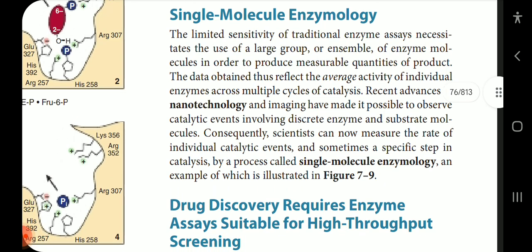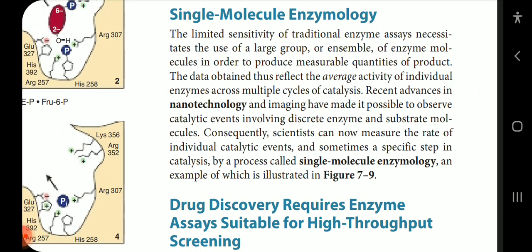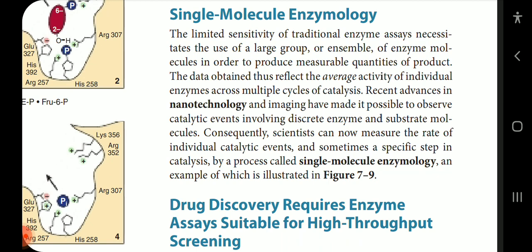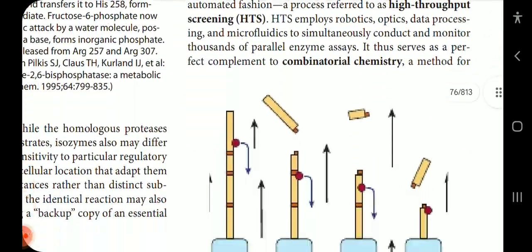Single molecule enzymology. The limited sensitivity of traditional enzyme assays necessitates the use of a large group, or ensemble, of enzyme molecules in order to produce measurable quantities of the product. The data obtained thus reflect the average activity of the individual enzymes across multiple cycles of catalysis. Recent advances in nanotechnology and imaging have made it possible to observe catalytic events involving discrete enzyme and substrate molecules. Consequently, scientists can now measure the rate of individual catalytic events, and sometimes a specific step in catalysis, by a process called single molecule enzymology, an example of which is illustrated in figure 7.9.